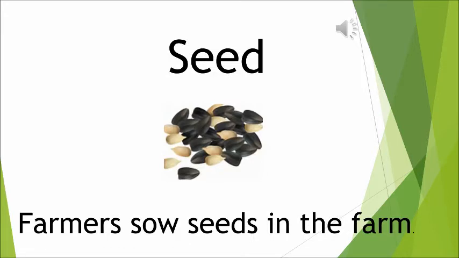Seed. Seed means a part of a plant from which other new plants come out. So the sentence is, farmers sow seeds in the farm. Yes, the farmers sow seeds in the farm. So what happens with that? New plants are coming out from that.